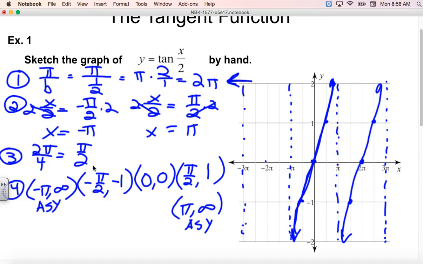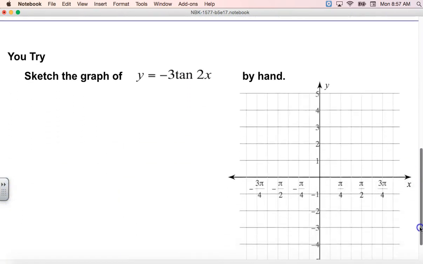Okay, and it just depends. You say, well, how do I know how many of them I have to graph? It just depends on what they tell you. If they say graph from negative 3 pi to positive 3 pi, then you need to put all 3 of them. If they just say graph one period of the function, then you just need to graph one of them. All right, so it just depends on what they say. So that's kind of what your tangent function is going to look like for this function, tangent of x over 2. All right, so just follow those same steps right here.